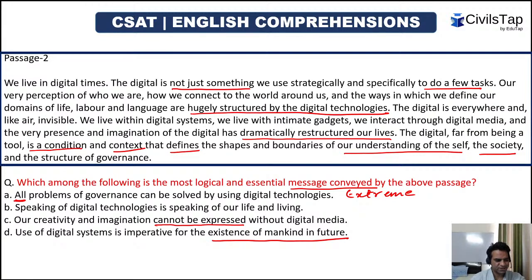Very good, Dhiru. The correct option is option number B. That's the essential message. Speaking of digital technologies is speaking of our life and living. That's what we see today. That's what the author wants to convey. Very good, Harsh. Very good, Lakshmi, Juhi. Nice, solar eclipse. It's not D, it's B. Nowhere was it given in the passage that it is imperative for the existence of mankind. So whatever is not given in the passage cannot be assumed. Right, Gurpal?